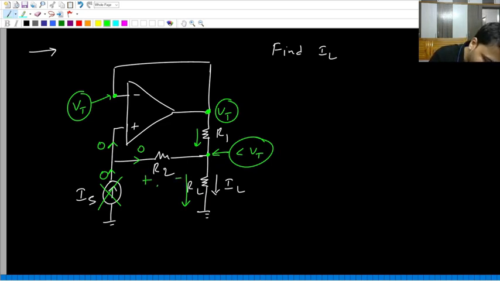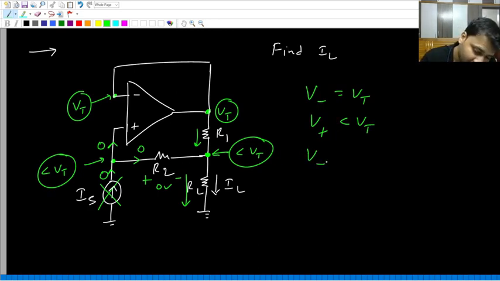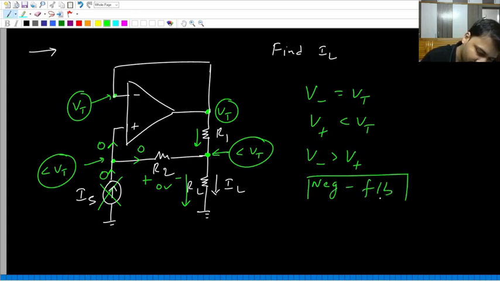What is the drop across this R2? It is zero. If the drop across this R2 is zero, this point and this point both will be at the same potential. So already we know the voltage at this point due to voltage division is less than Vt. So even the voltage at this point would also be less than Vt. That's all. So what is V minus? Vt. What is V plus? It is less than Vt. So clearly V minus is greater than V plus, which means the op amp again is in negative feedback. So we can use virtual short and so on.